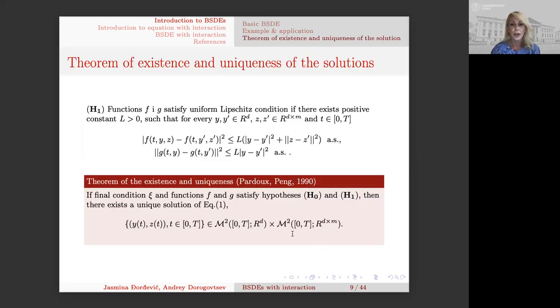So Pardoux and Peng, in the same paper when they introduced this BSDE, gave the existence and uniqueness result under the Lipschitz condition for functions f and g, which is given with hypothesis H1, but later on many authors weakened this condition. So there is a sequence of papers on existence and uniqueness under different versions of the non-Lipschitz condition.